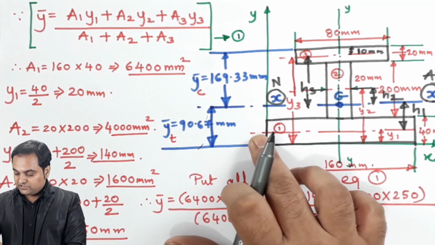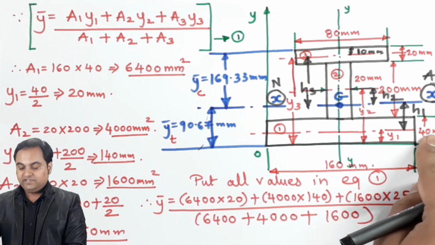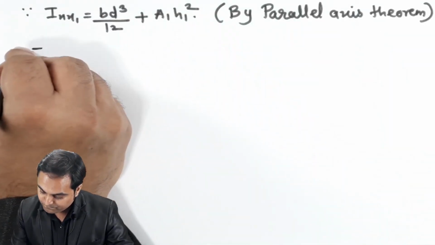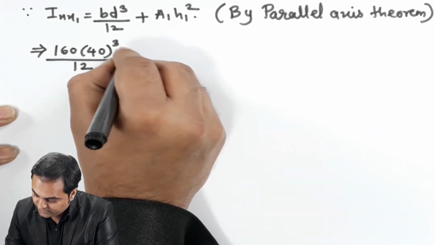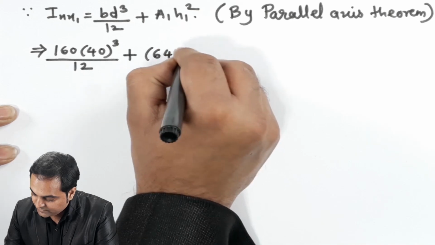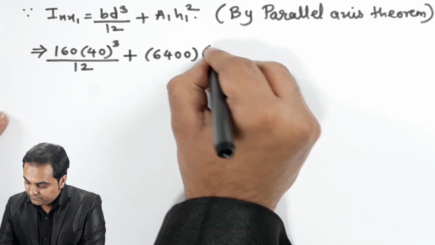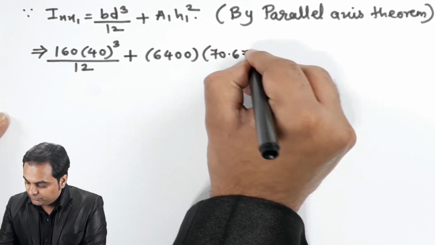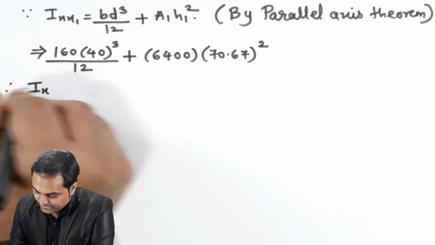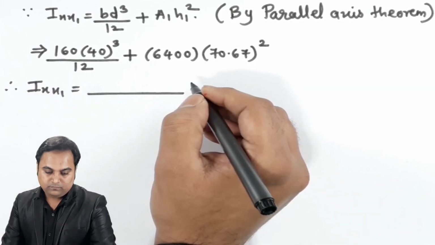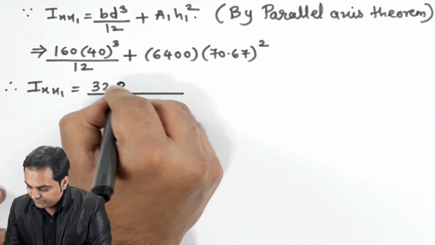And bd cube by 12 is the moment of inertia of rectangle 1 about its own x-axis. B is 160, D is 40. Area 1 value we already have, and h1 we have calculated separately. It was 70.67. See, this is helping us in the calculation of the moment of inertia. So on calculating this, I am getting the answer of Ixx1. It is 32.82 into 10 raised to 6.